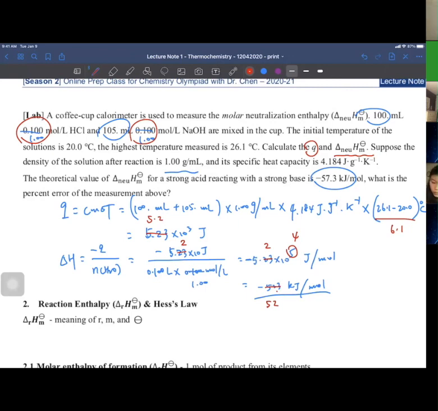Yeah, if you didn't get the final answer, it's totally fine. But I want to take some time to talk about the percent error. What is the definition of the percent error? It's defined in this way: your experimental value minus the actual value, divided by the actual value, times 100%. So this is the error, and then divided by the actual value, this will be the percent error.